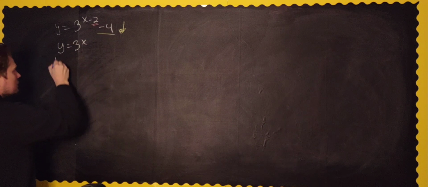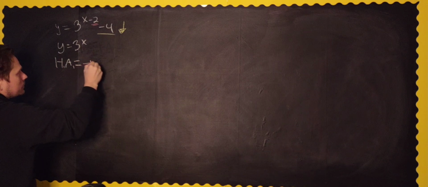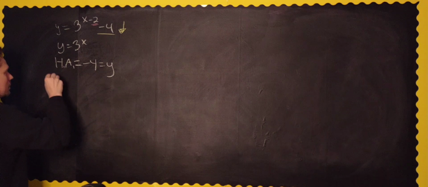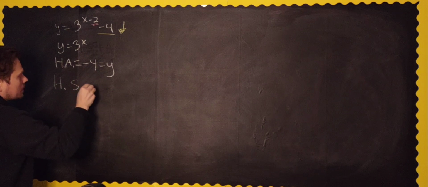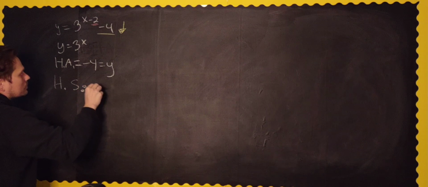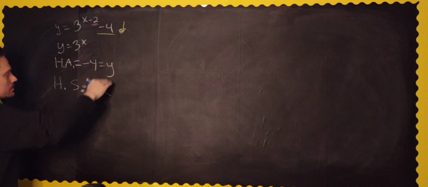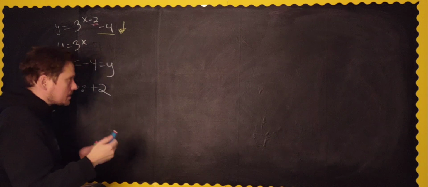That looks like this, the horizontal asymptote. Okay, so that's equal here to negative 4. That's y equals negative 4. And then the horizontal shift, the HS, that's equal here to positive 2. So you take y equals 3 to the x, you shift it down by 4, and you add 2 to each x coordinate. That's the general idea.